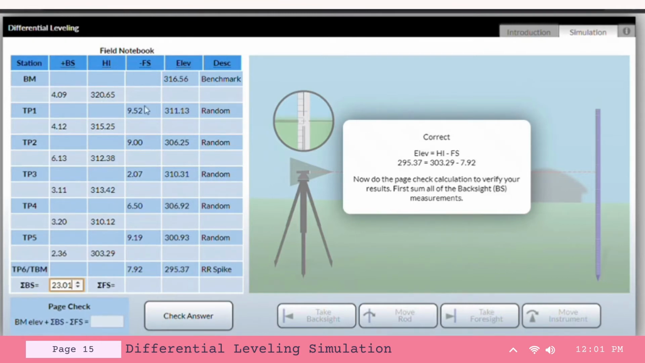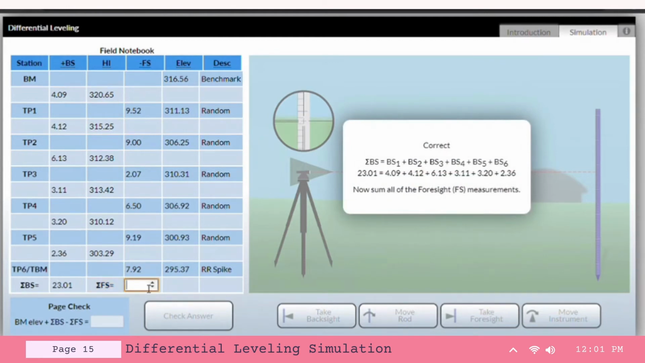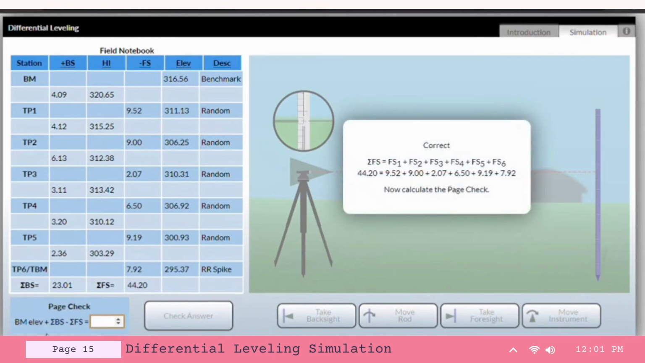So for the foresight readings, we have 9.52 plus 9 plus 2.07 plus 6.50 plus 9.19 plus 7.92 for a total of 44.2. Let's check first the answer for the summation. Correct. So for the summation of foresight, 44.2. Let's check if our answer is right. Correct.